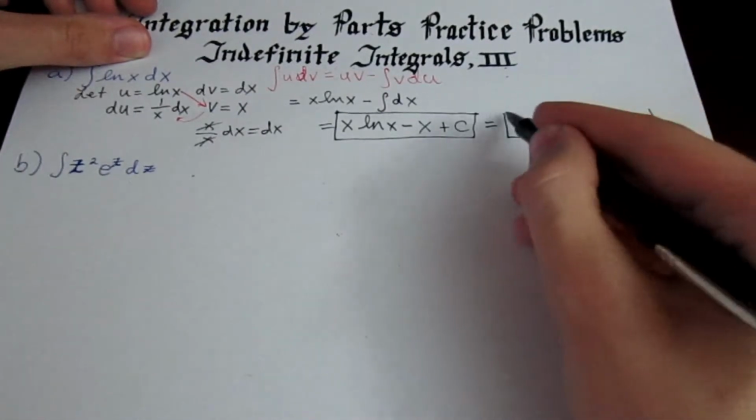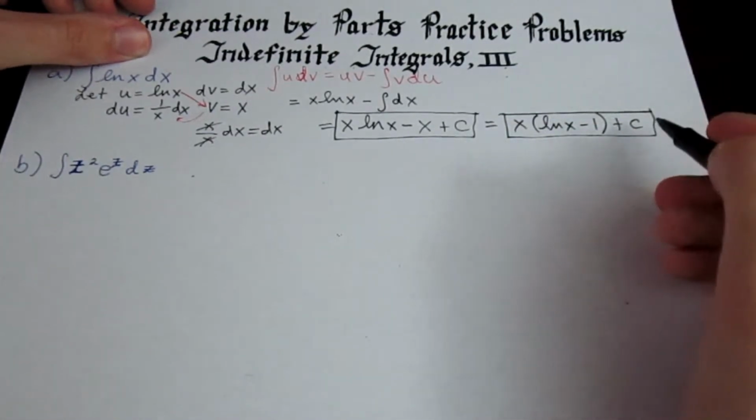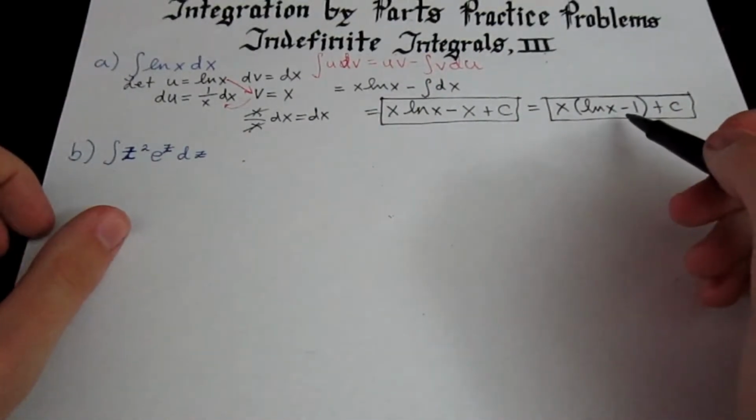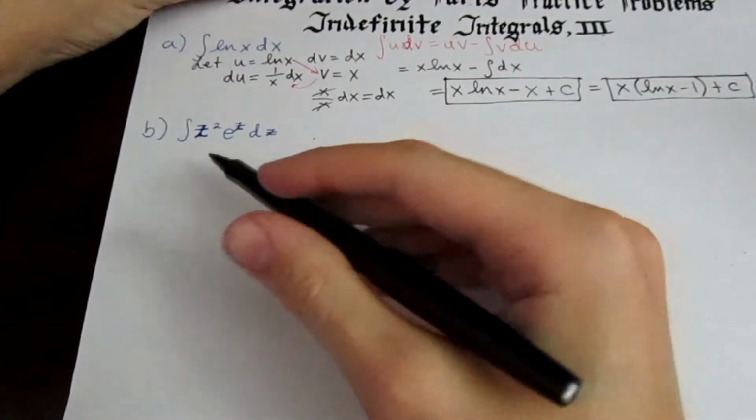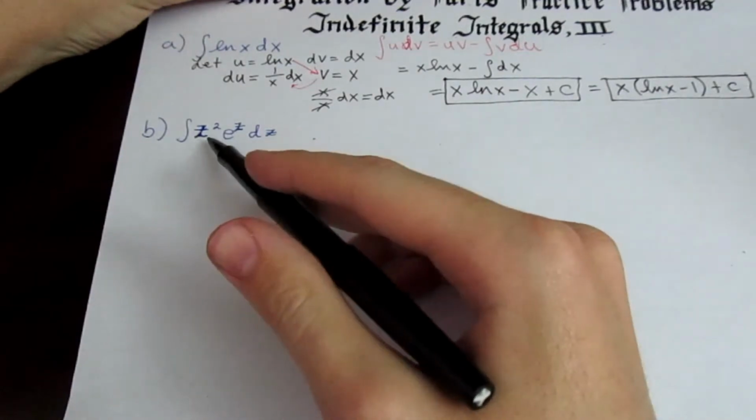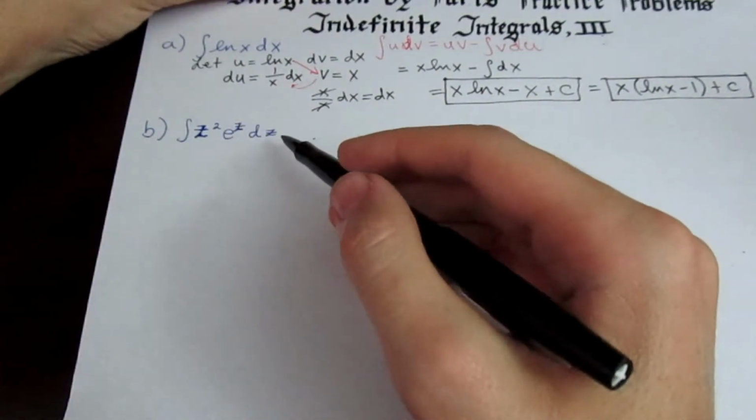But you must not forget the constant of integration right there. Okay, so that's one practice problem. Now let's go on to the next one. The integral of z squared e to the z dz.